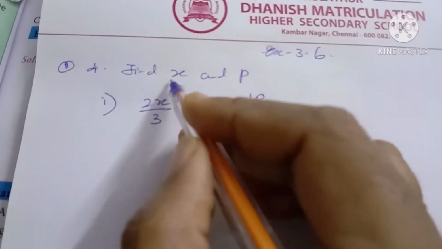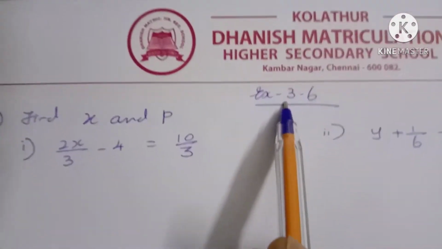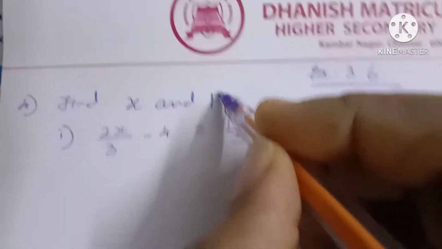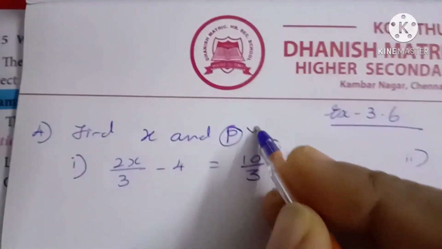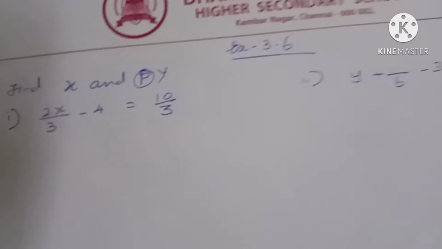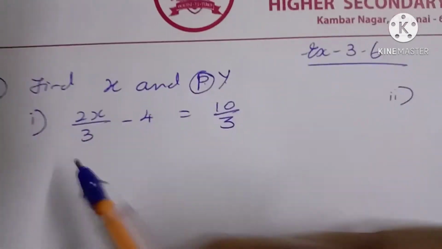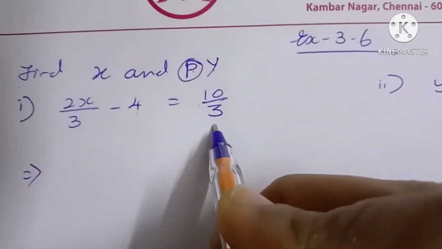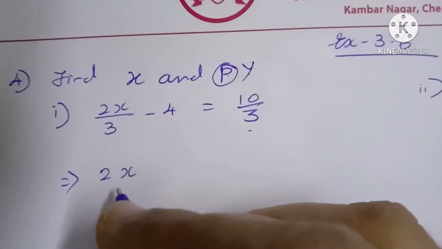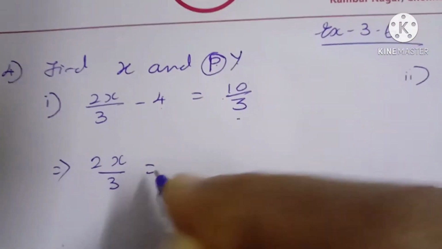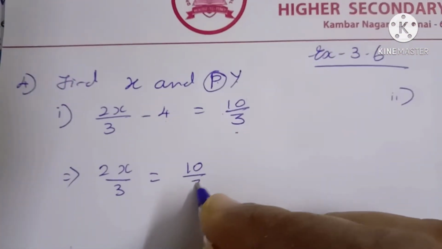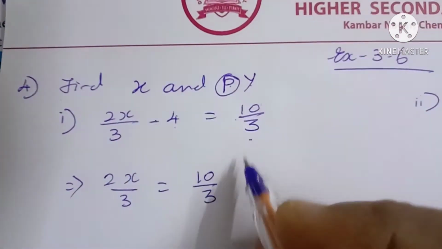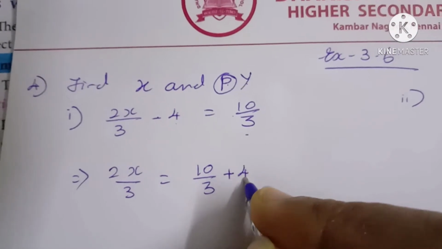Next question, find the value. Next exercise 3.6, fourth sum, find x and p. Here change instead of p, y, because in your question they didn't give the variable p. Now 2x by 3 minus 4 is equal to 10 by 3. So keep the 2x by 3 in your left hand side and take minus 4 to your right hand side. If it is minus, when you take to another side, plus.